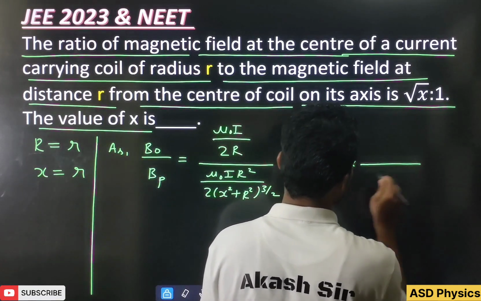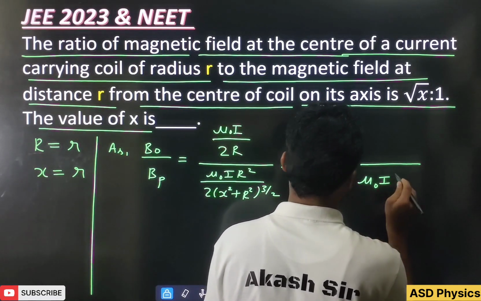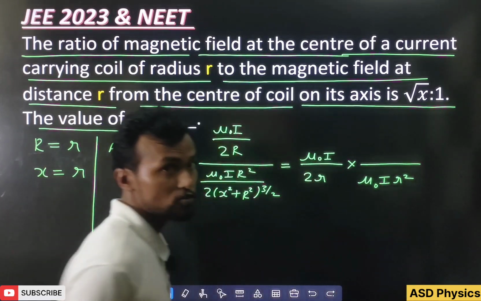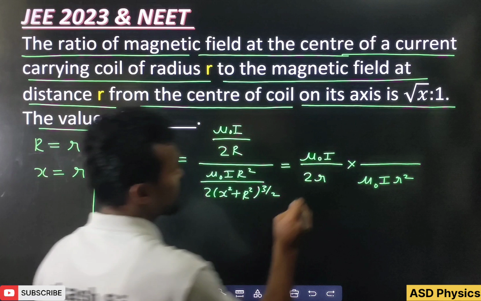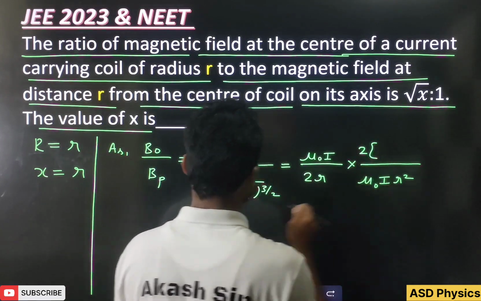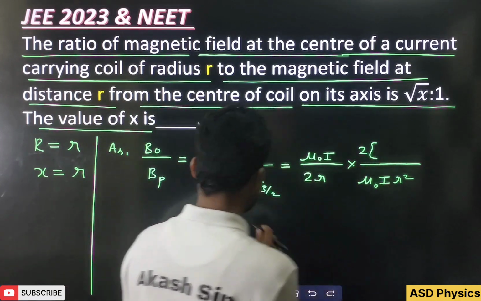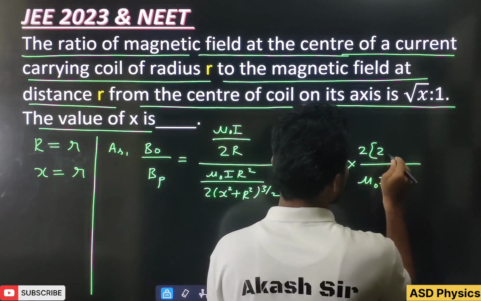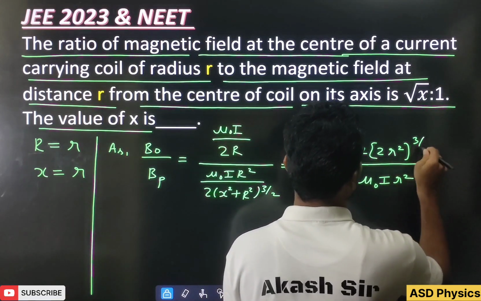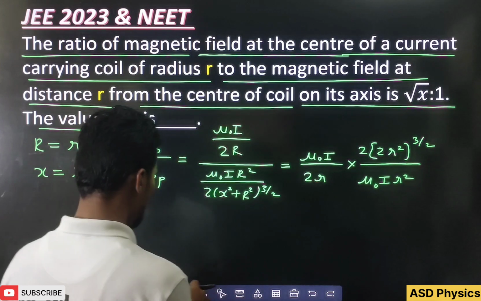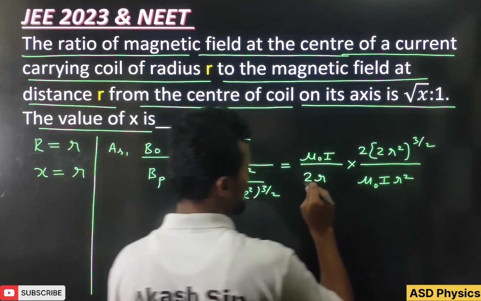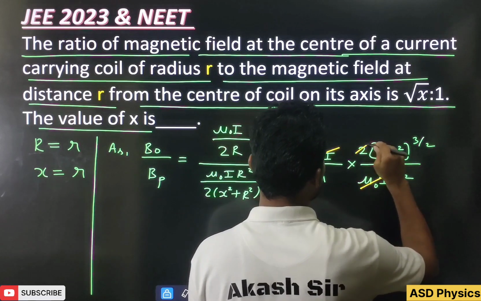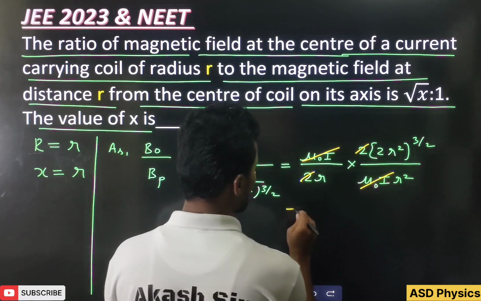Let me write mu naught I, and the capital R value is small r, so r square. So mu naught I r square, and here 2, and this will become r square plus r square, since x is small r and capital R is also small r. How much is coming here? 2r square to the power 3 by 2. Now let's see what we'll cancel out. First, mu naught I cancels, and the 2 cancels. That means what we can write here?